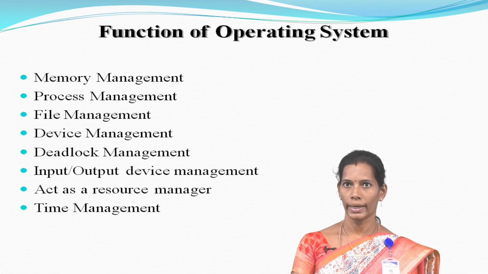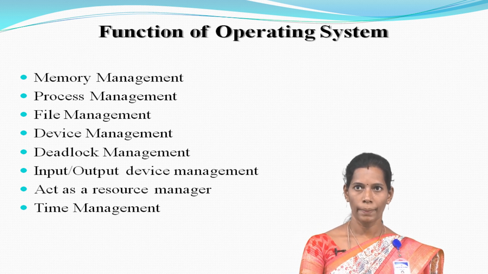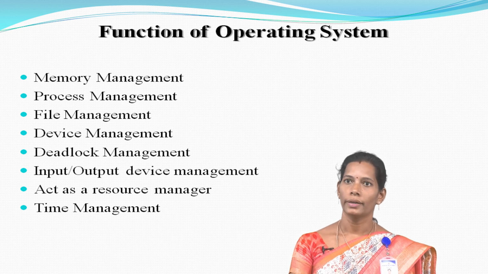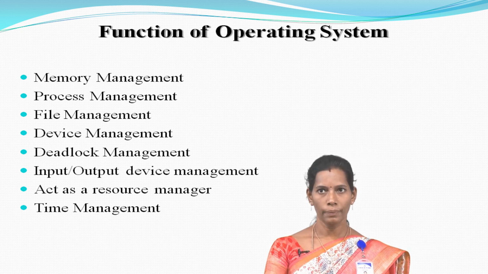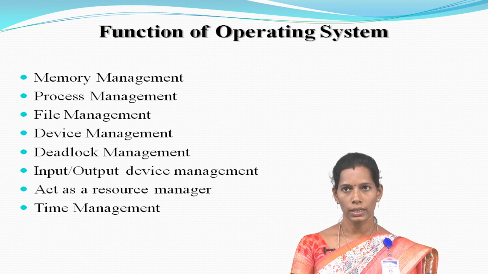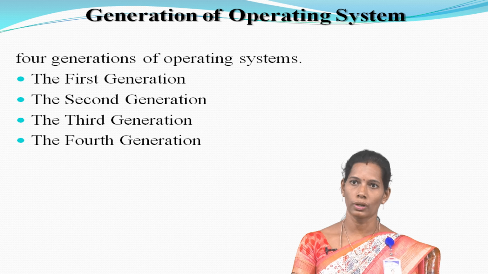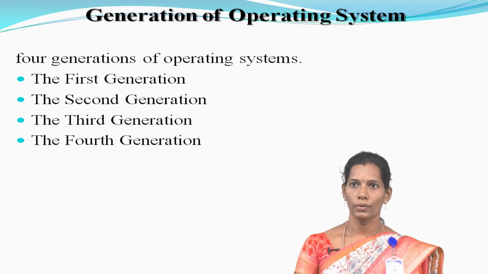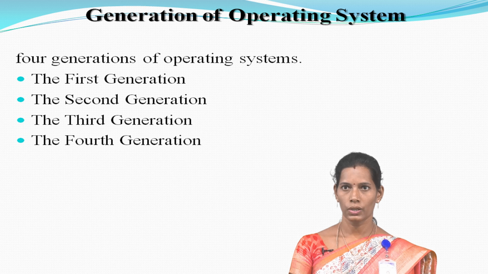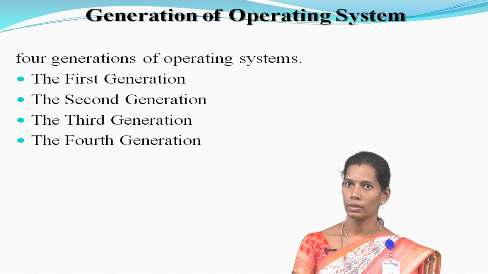Functions of operating system. Functions of operating systems are memory management, process management, file management, device management, deadlock prevention, input-output device management, acting as resource manager, and time management. Generation of operating system. There are 4 generations of operating system: first generation, second generation, third and fourth generation.